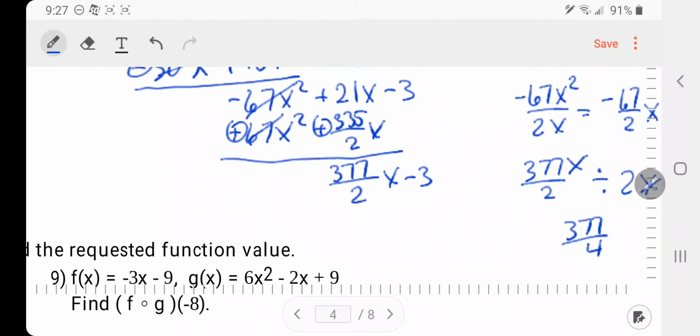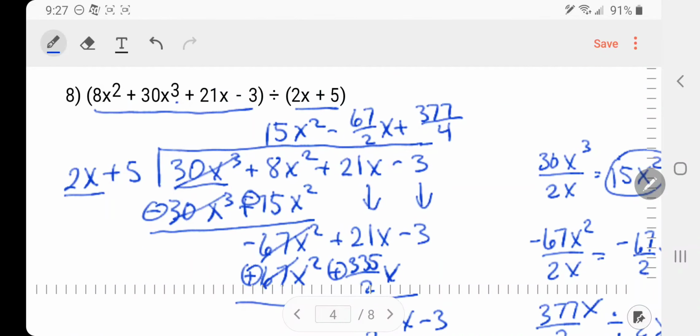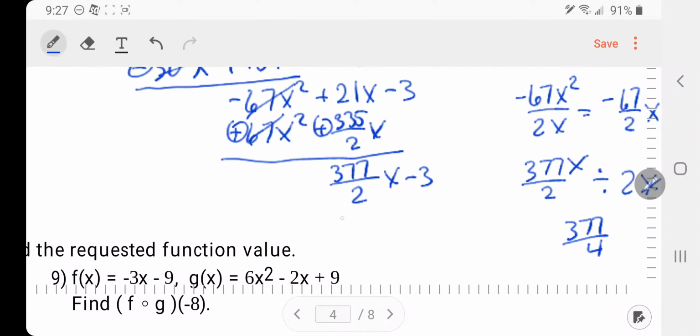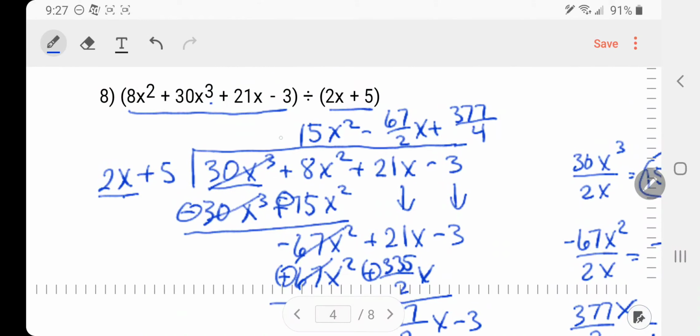And we do need to actually go ahead and complete that so we can figure out what the remainder is going to be. So here we go. 377 over 4 times 2x. Remember, these should match. That's going to be 377 over 2x. And for the final multiplication, we got 377 over 4 times 5. Calculator time. 377 over 4 times 5.